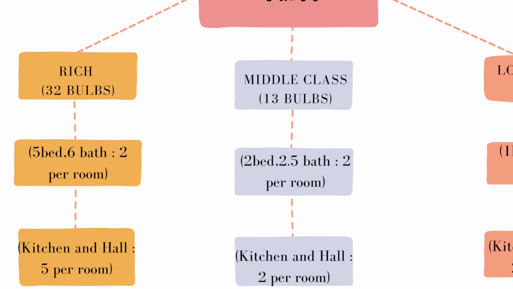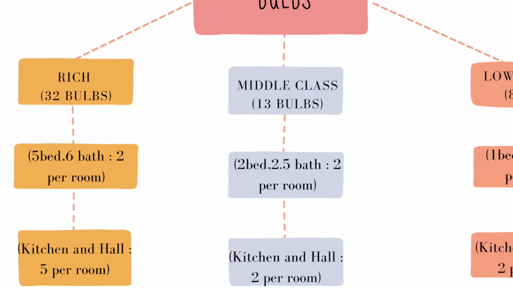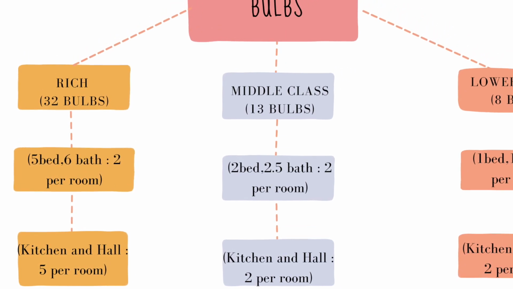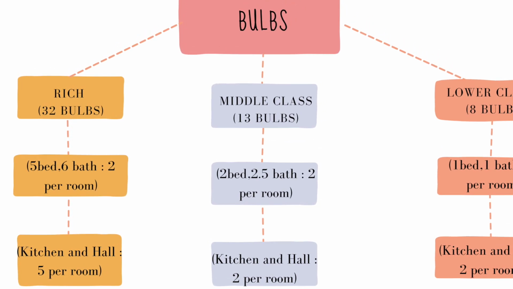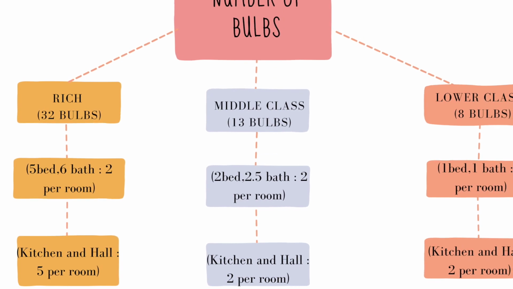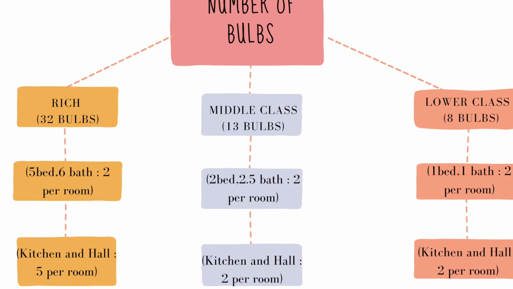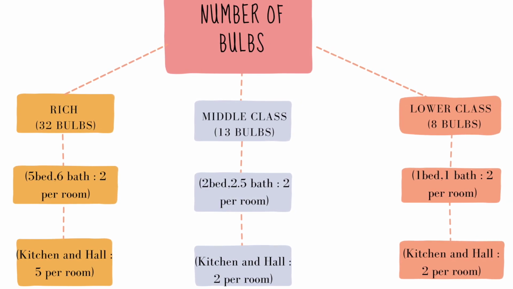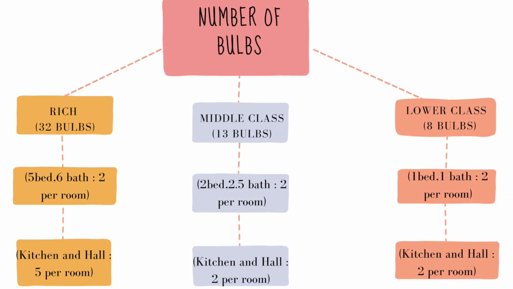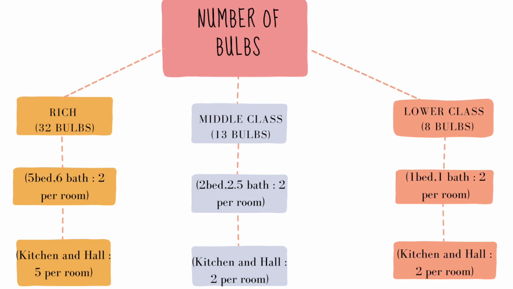So now coming to the middle class households, assuming that they would live in a 2-bedroom apartment with 2.5 bathrooms and 2 bulbs each for the bathroom and the bedroom, plus 2 bulbs each for the kitchen and the dining area, it gives us a total of 13 bulbs per household. And finally, for the lower class, with 1 bedroom and 1 bathroom, and including 2 bulbs for each and 2 bulbs each for the dining area and the kitchen, it gives us a total of 8 bulbs. So now that you have the numbers for each of your components, just add them all together and voila, you have your answer. Just do a quick sanity check and that'll be it.